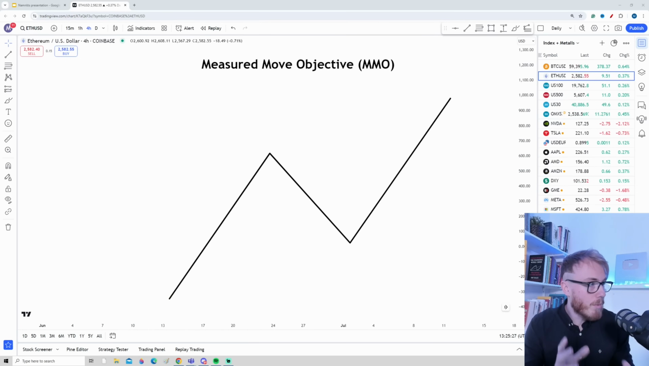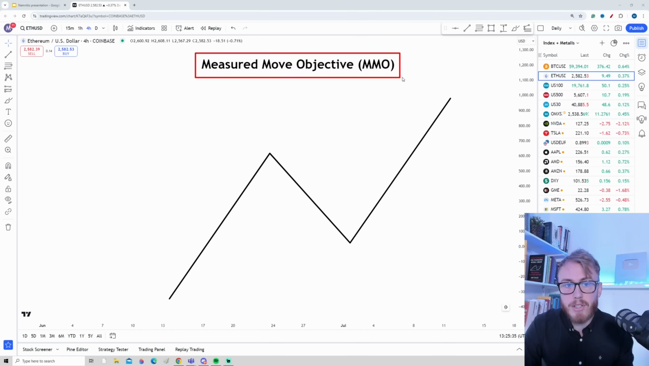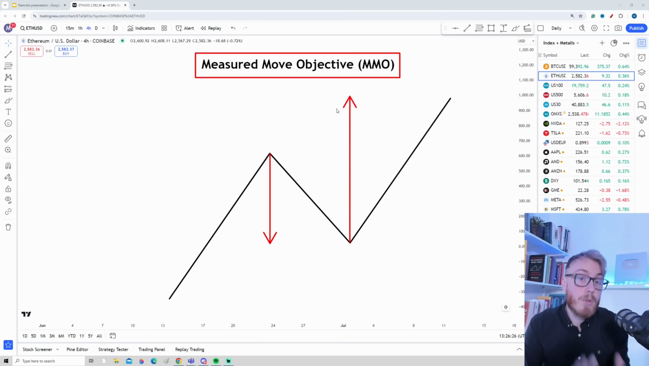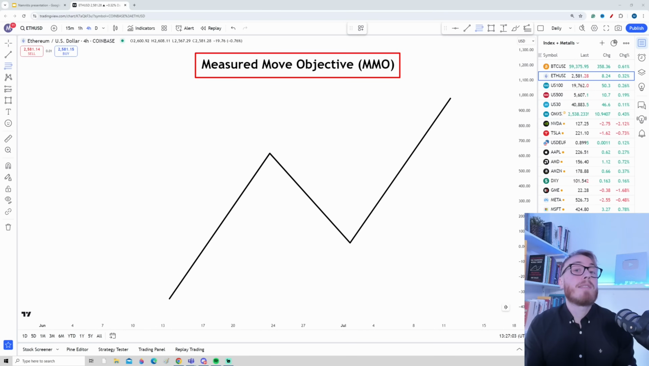But alright, so now when we have a very basic understanding of the Fibonacci tool, I also want to take a quick look at something called the measured move objective, or for short, MMO. And while the Fibonacci tool gives us an indication about how deep the pullback is, the measured move objective gives us an indication about how large the next impulsive move will be. And this principle is actually super simple, and it's used in many technical analysis concepts such as chart patterns, pullback trading strategies, and so on and so on.